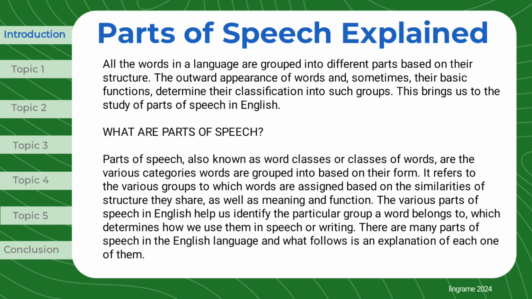Parts of speech, also known as word classes or classes of words, are the various categories words are grouped into based on their form. It refers to the various groups to which words are assigned based on the similarities of structure they share, as well as meaning and function. The various parts of speech in English help us identify the particular group a word belongs to, which determines how we use them in speech or writing. There are many parts of speech in the English language, and what follows is an explanation of each one of them.